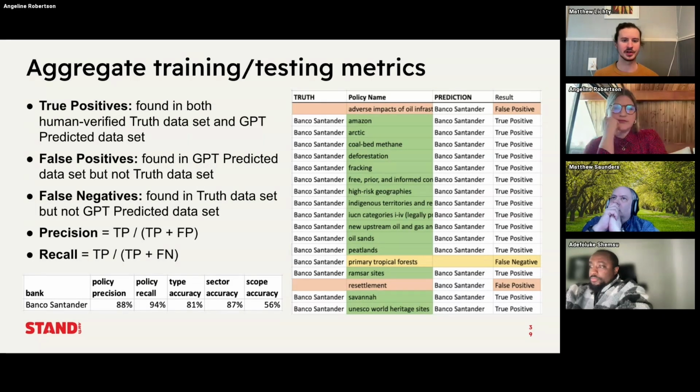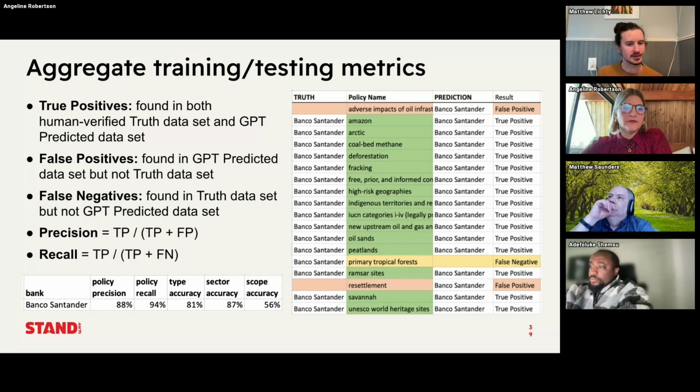One big advantage of the coded approach is that for our training and testing phases, we can automatically calculate accuracy metrics for all banks we ask GPT to analyze, rather than having to manually score them ourselves like I showed in that picture earlier. So I'm going to show you how the code calculates aggregate metrics for just one bank as an example, but really it does this for all the banks in our training and testing data sets.